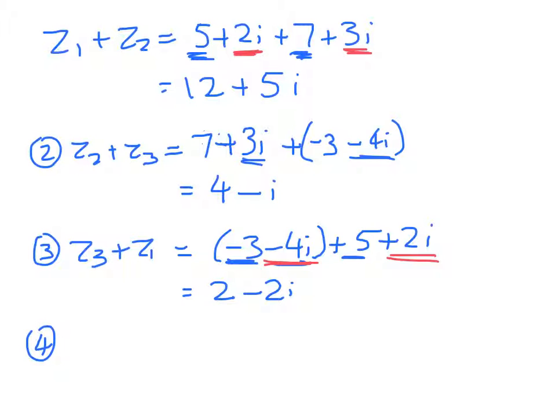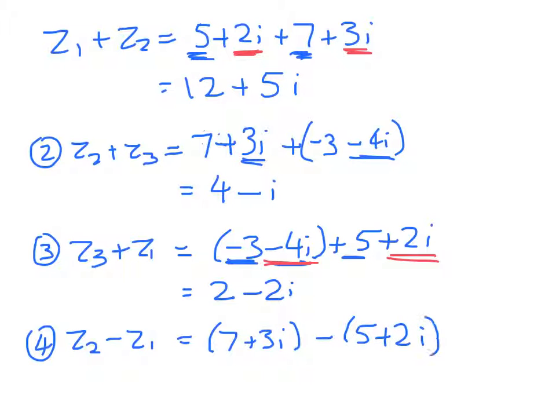Subtraction is similar. I can squeeze this one in here, z2 minus z1. Right? Good idea to put your brackets down when you start these. So 7 plus 3i minus 5 plus 2i. It's just like being back in year 9 when you learnt how to do basic algebra subtraction. Right? So 7 minus 5 is 2. And then I've got plus 3i minus 2i. So that will give me plus i.